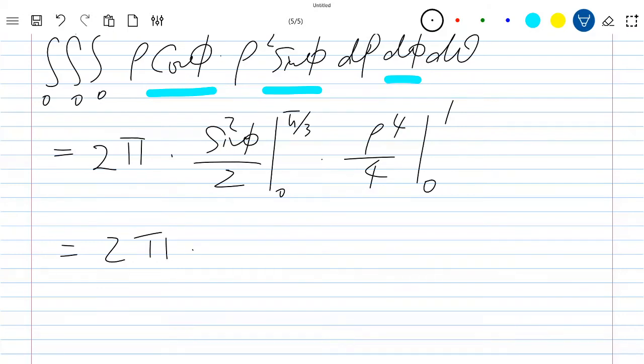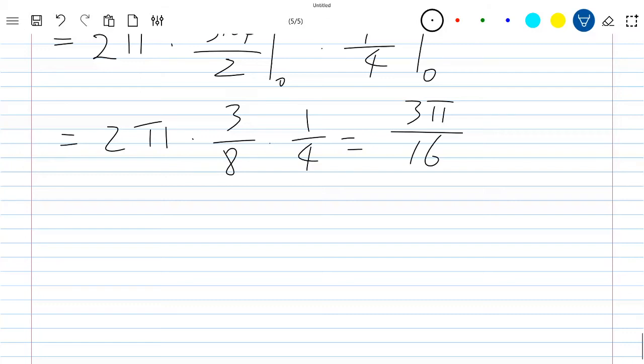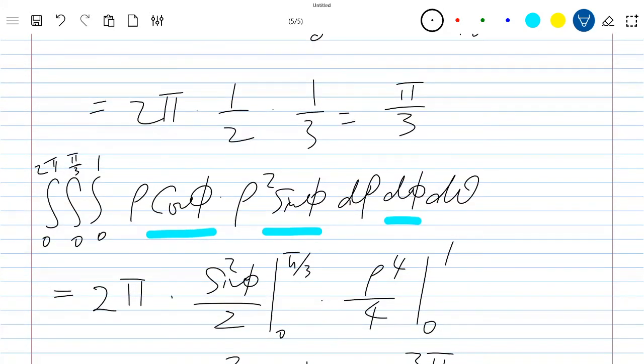Alright, what is that? 2 pi times, plugging that in, sine pi over 3 is root 3 over 2, squared will be 3 over 4, so it's 3 over 8, and this is just 1/4. So let's do some cancellation, 3 pi over 16. Alright, finally, what is z bar? That's 3 pi over 16 divided by our volume, which is pi over 3.